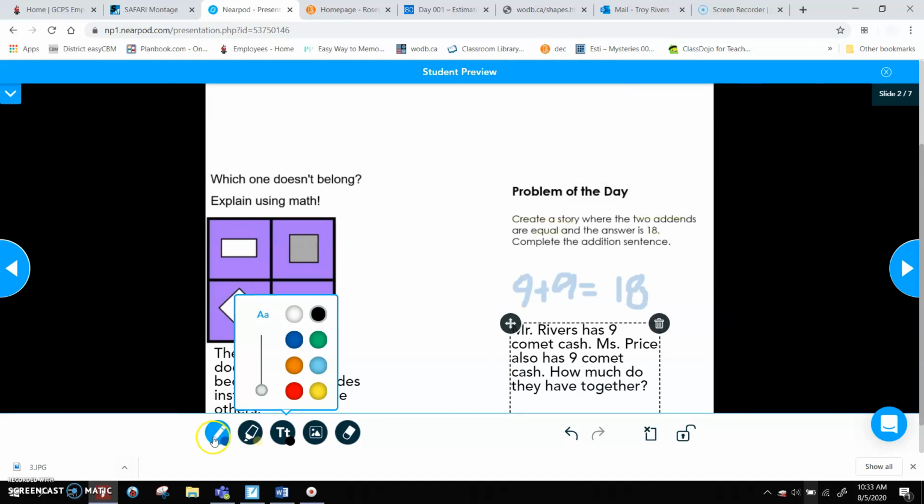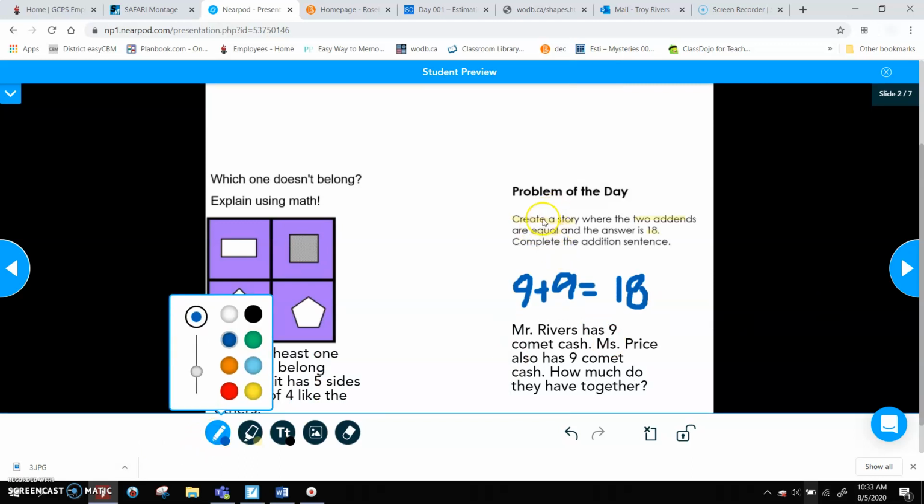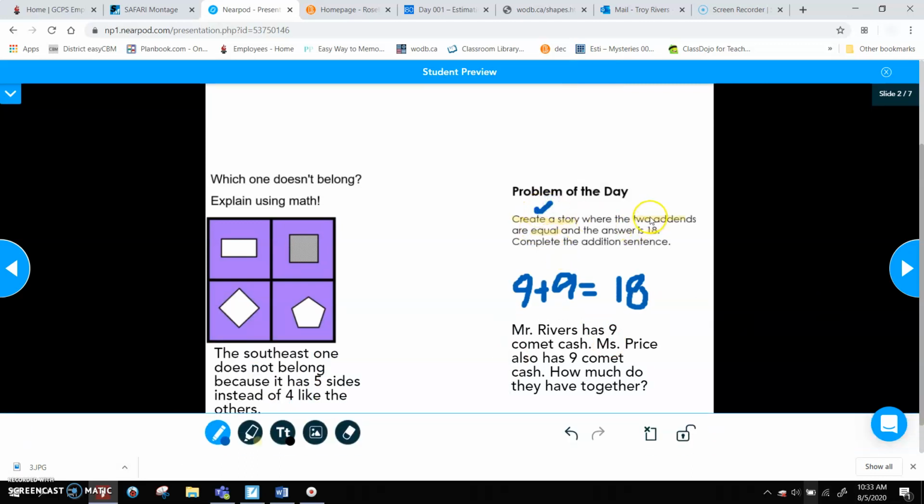So I'm going to check back to make sure I answered. I created a story. I have 2 addends that are equal. It equals 18. So I did all parts of that. So that is how we will do a "which one doesn't belong." And also with a problem today, we're going to always make sure that we're answering all parts. And that's it.